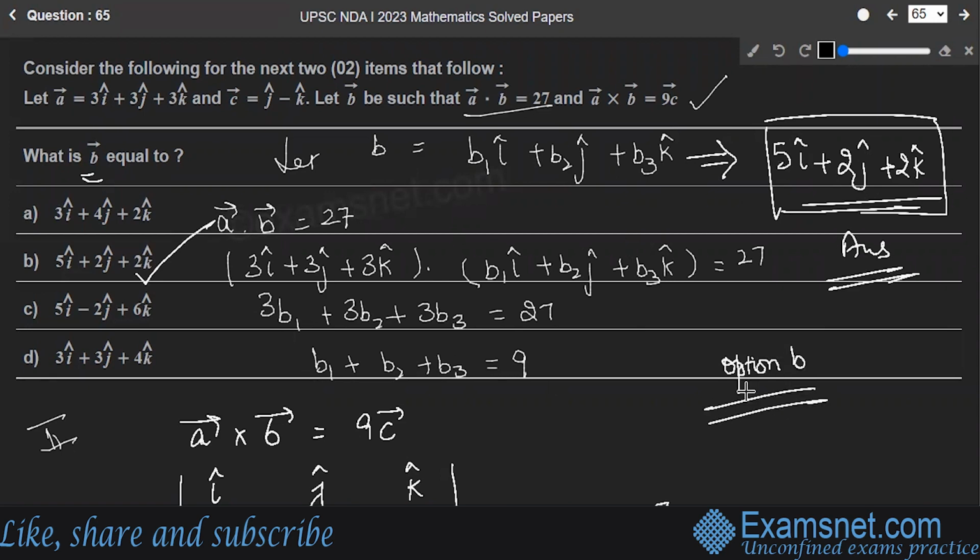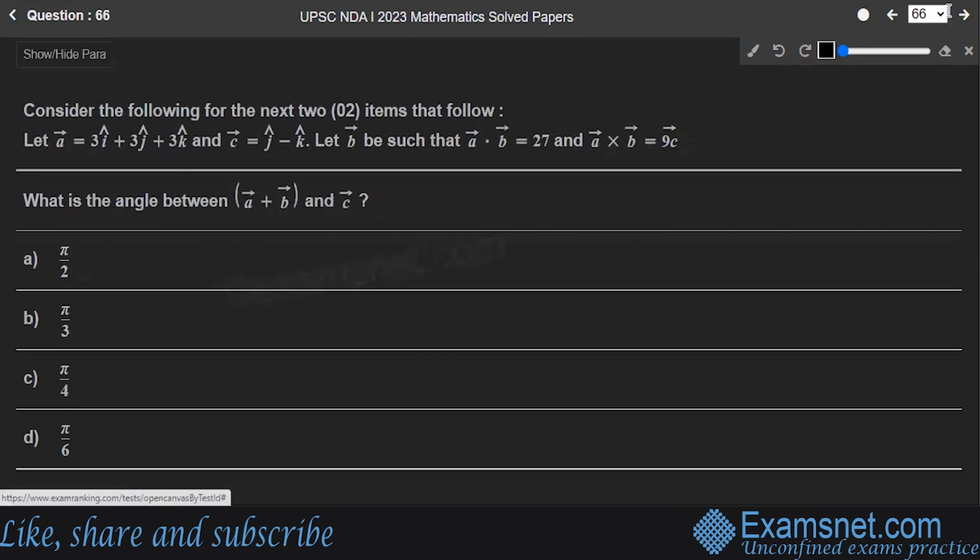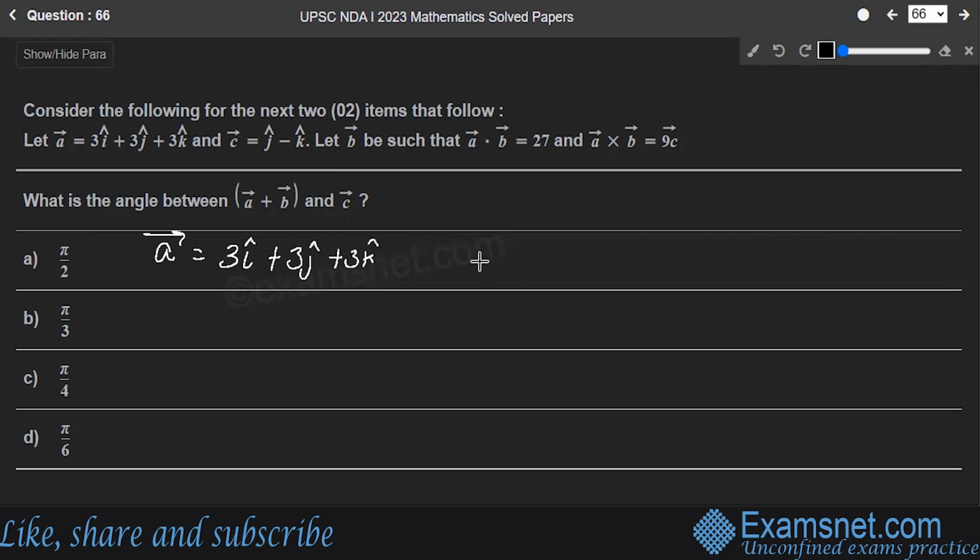Hope you got this. Next is question number 66. So now it's asking what is the angle between A plus B vector and C. So we got all the three vectors. Let's write down the vectors once. A vector is 3i plus 3j plus 3k. B vector is 5i plus 2j plus 2k. C is given by j minus k vector.